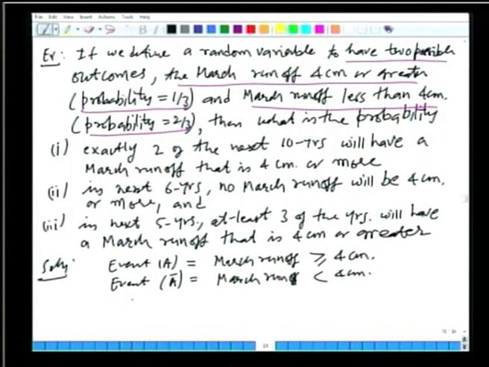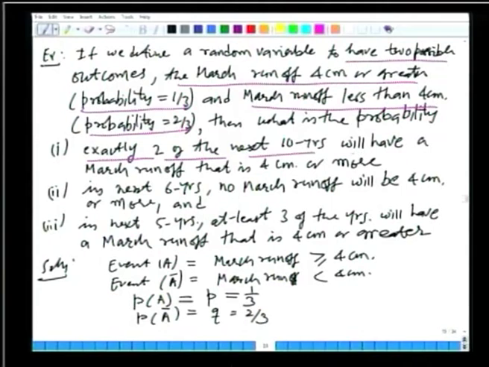So, what we have is the probability of event A occurring, let us call it P, which is given to us as 1 over 3. Similarly, the probability of event A bar occurring is, let us say, Q, which is given to us as 2 by 3. So, this is the data that are given to us. Now, we start looking at what we have to find. In the first one, we have to find exactly 2 out of the next 10 years will have a March runoff that is greater than 4 centimeter. How can we find this?